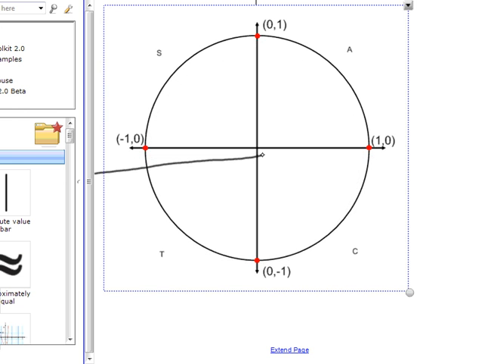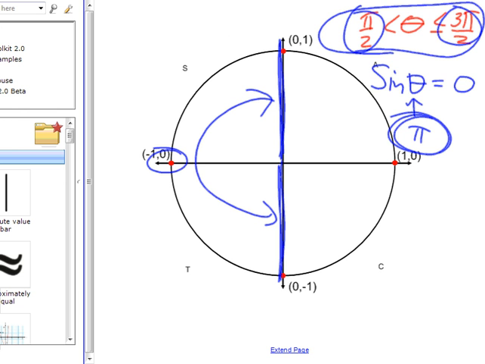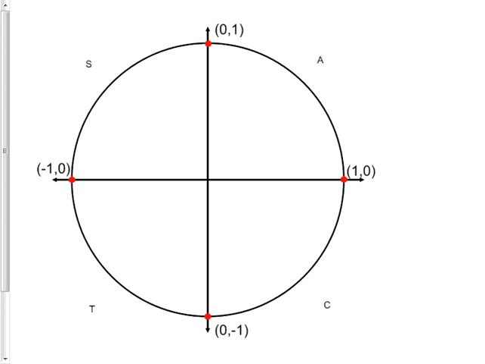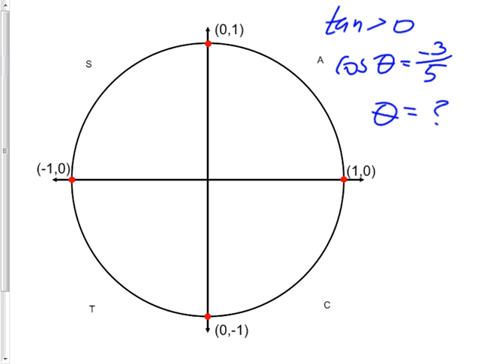If tangent is positive and cosine of the angle is negative 3/5, what's the angle? Open for 30 seconds or less. Whip out the triangle real quick. Made the numbers nice. I'll pause while you try this.